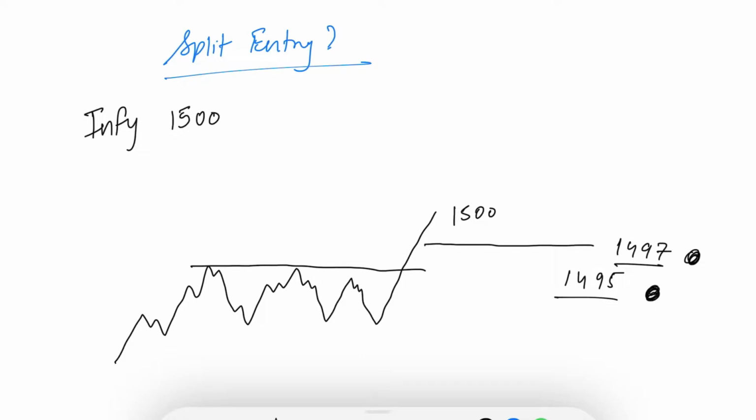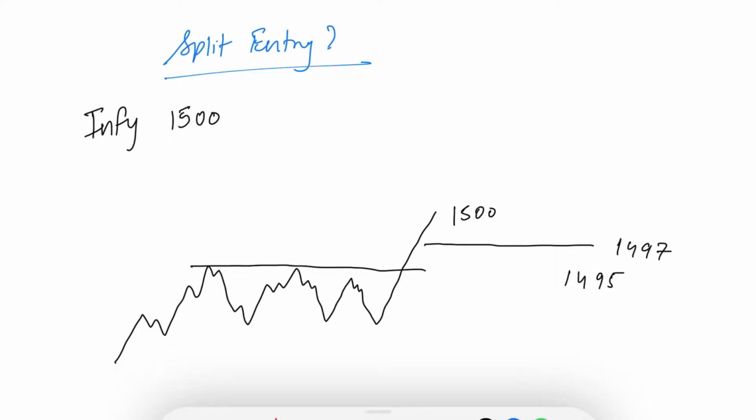Now why the split entry in the first place? Because you do not know if the market is going to come back to this 1495 level. You don't want to risk missing out. These moves are such that when they break out, they don't usually give you a chance to enter the market. But if you get any slight chance, any opening to get into that particular breakout, that would be a small retracement. And that is exactly why you are putting your entry at 1497 or so.